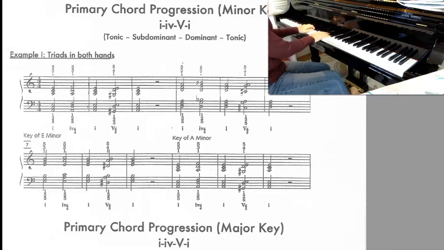Here's that same progression in D minor. D minor has a B flat as well as the raised C sharp. Here's the third example, E minor. E minor has a D sharp. Back to E minor.